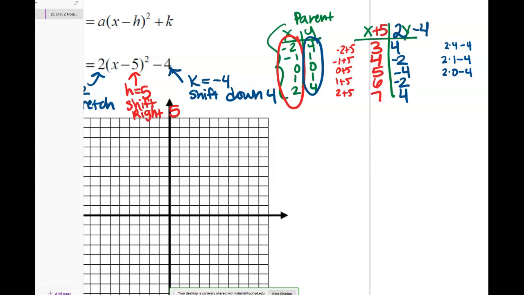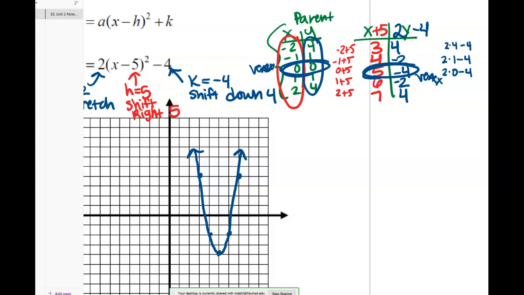Ready? Plot the points. Let's see if we did it right. Moment of truth. If you're struggling with how do I even know how to connect them, remember that middle point was your vertex. It's been transformed to 5, negative 4. That should be our new vertex.